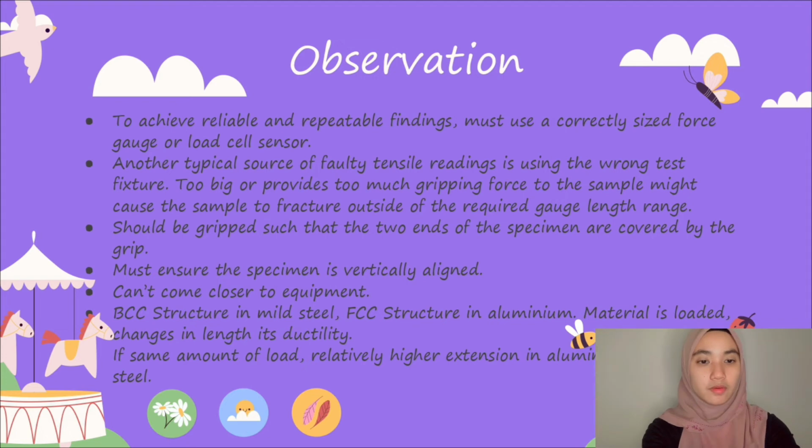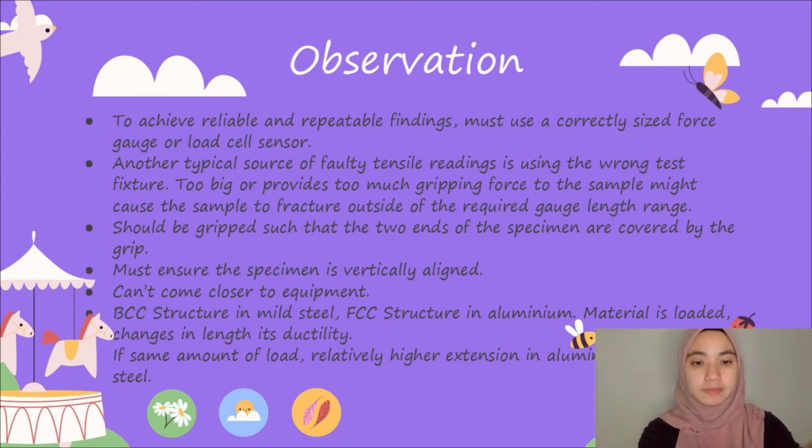Another typical source of faulty tensile readings is using the wrong test fixture. A fixture that is too big for the sample or provides too much gripping force to the sample during tensile movement might cause the sample to fracture outside of the required gauge length range. The test fixture should be sized according to the predicted load characteristics of the sample. Such fixtures function well on ductile samples but are less dependable on brittle materials. The specimen should be gripped such that the two ends of the specimen are covered by the grip.